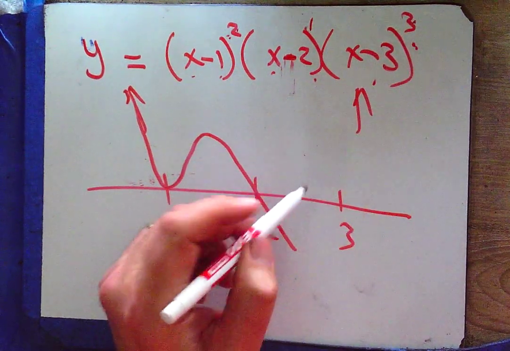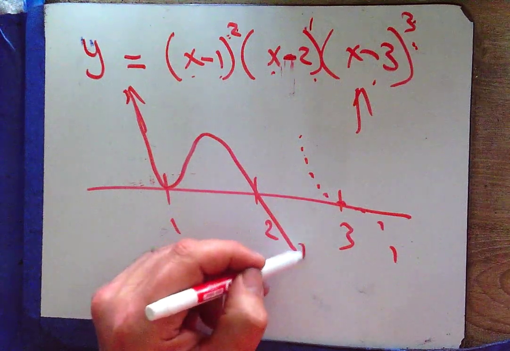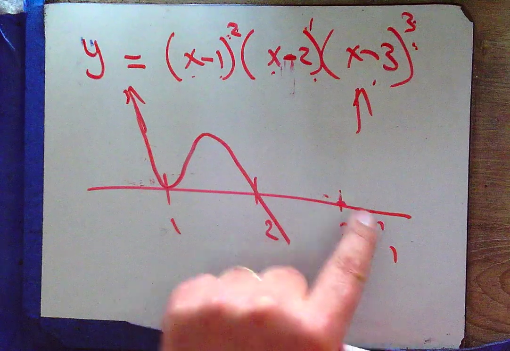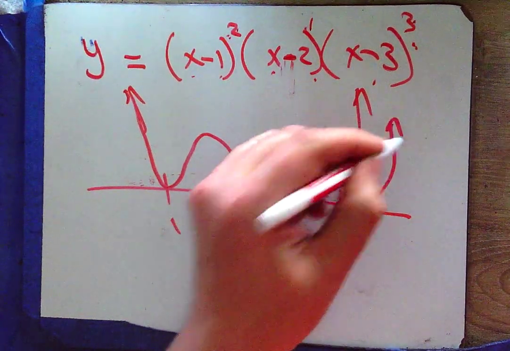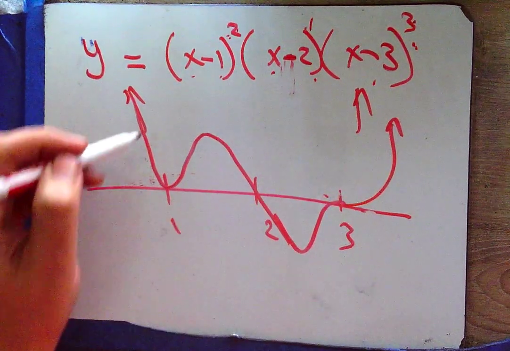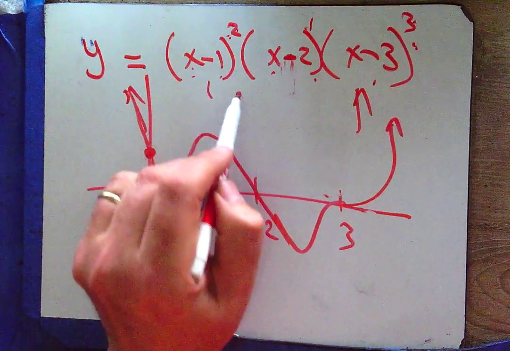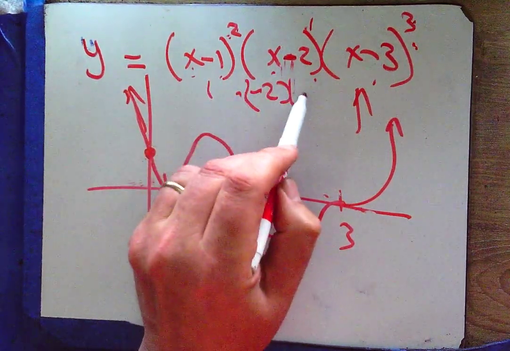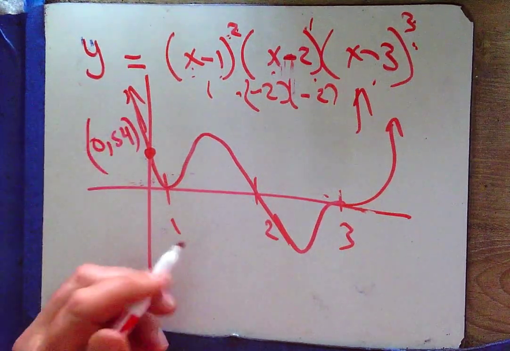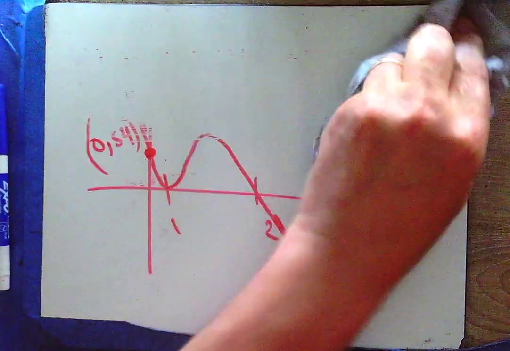I see a wiggle. Now, is it the negative x to the third wiggle? No, because I can't connect those without crossing the x-axis again. It has to be the positive x to the third wiggle. Okay? And don't forget the y-intercept. So I'm going to have 1 times -2 times -27. So that's 0, 54. Okie doke. How about one last one?